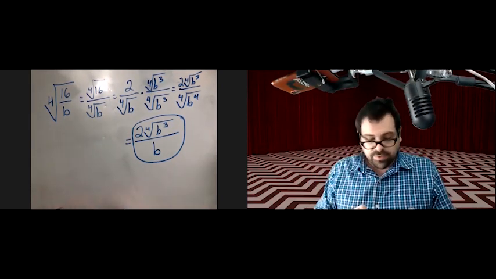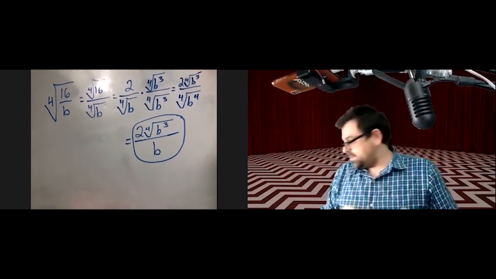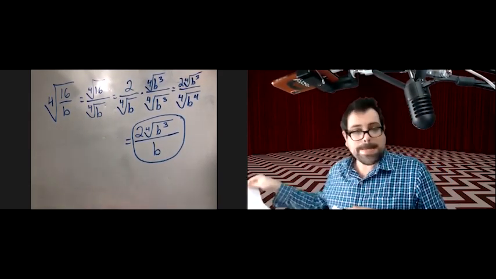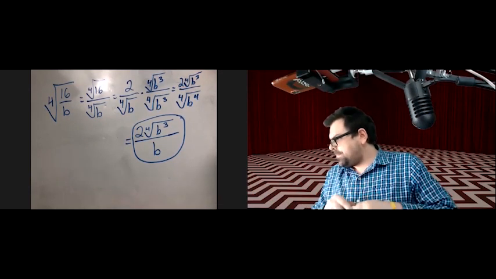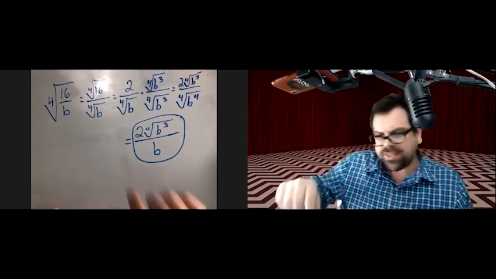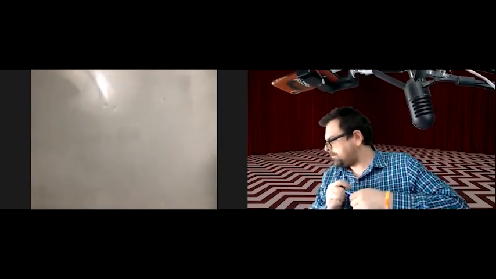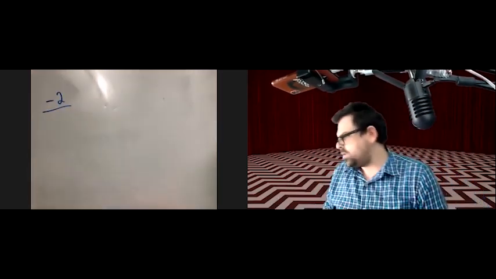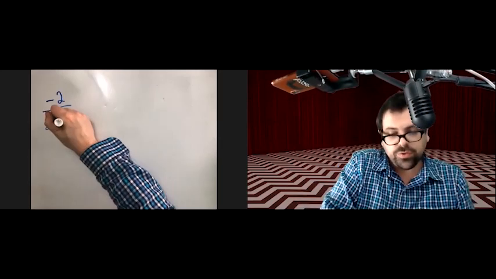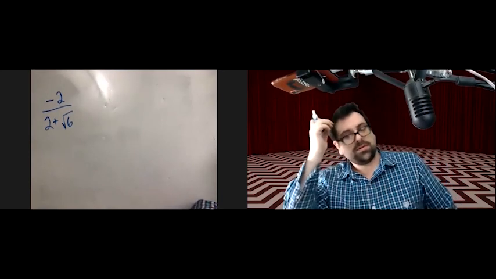Assume that all variables are positive real numbers, of course, and then we don't have to worry about the absolute value signs. Let's look at this now. Let's look at negative 2 over 2 plus radical 6.